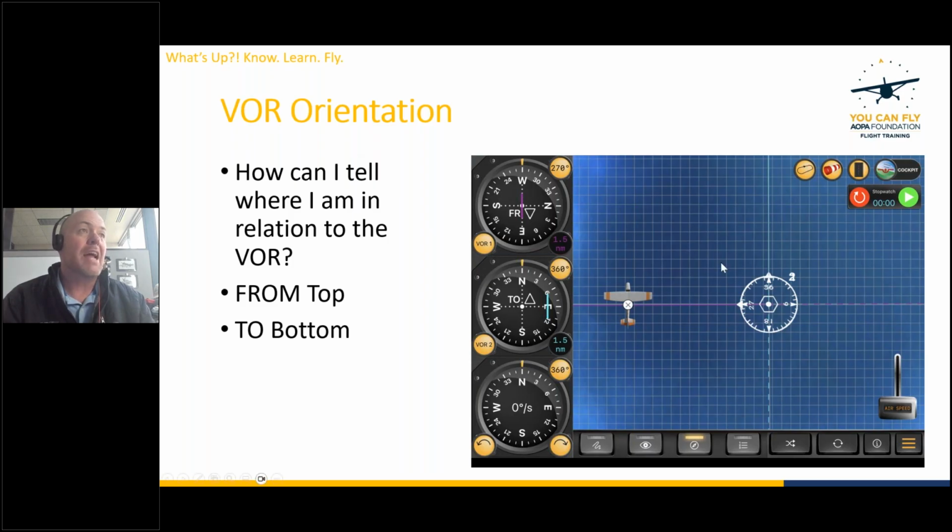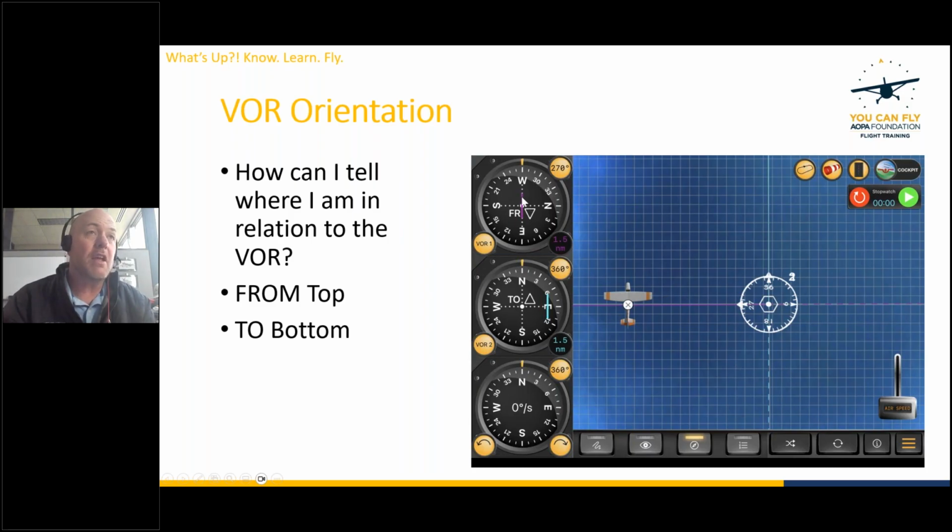So first question, how can I tell where I am from the VOR in relation to that VOR? The tip that I like to give, and I'm sure my instrument folks out there have already heard this before, is from top to bottom. We're going to use VOR number 1. I know that it says here there's a 2 and a 1 superimposed in this simulator. I had to take the 2 VORs and put them on top of each other just to make it visually not as confusing. So even though there's a 2 there, we're using number 1. Ignore this one for the whole time.